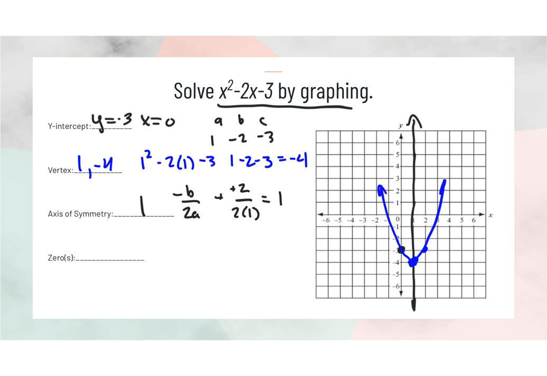Based on the graph, I feel like my answer is going to be around -1 and 3. Okay? So we're solving by where it crosses the x-axis. So that is going to be kind of my answer.